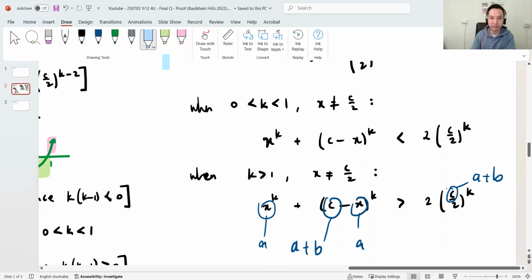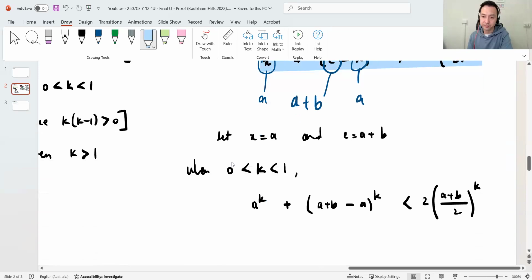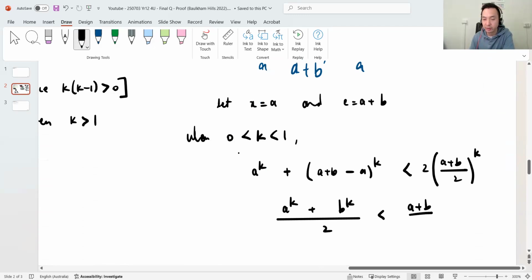So I'm subbing stuff into here: x equals A and c equals A plus B. I'm getting this picture, guys, and you can see it's going down the right path because that's B^k. Divide that 2 over. Yeah, so I get that it's less than (A plus B) on 2, to the power of k. Okay, tick, tick. When that case is true, that case is true.